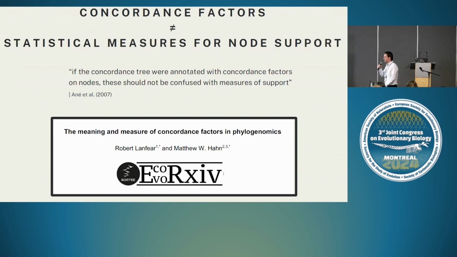And to phylogeneticists, this may be trivial, but my impression is that in the wider biological community, this is not realized as much as it should be, and I'm not the only person to think so, because earlier this year we had a review preprint, The Meaning and Measure of Concordance Factors in Phylogenomics, by Lanfear and Hahn. I highly recommend this paper.